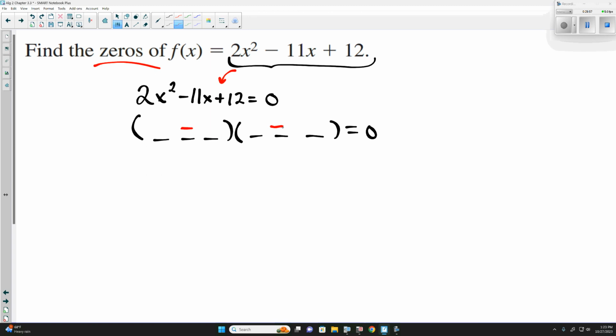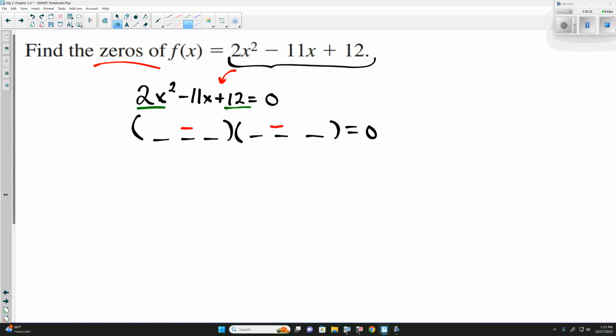So the third term, is it positive or negative? If the third term is positive, the signs are the same and match the sign of the middle term. If the third term is negative, then the signs are opposite. So if it had been minus 12, it's going to be plus and minus. Since the 12 is positive, we look at the middle term to get the signs.